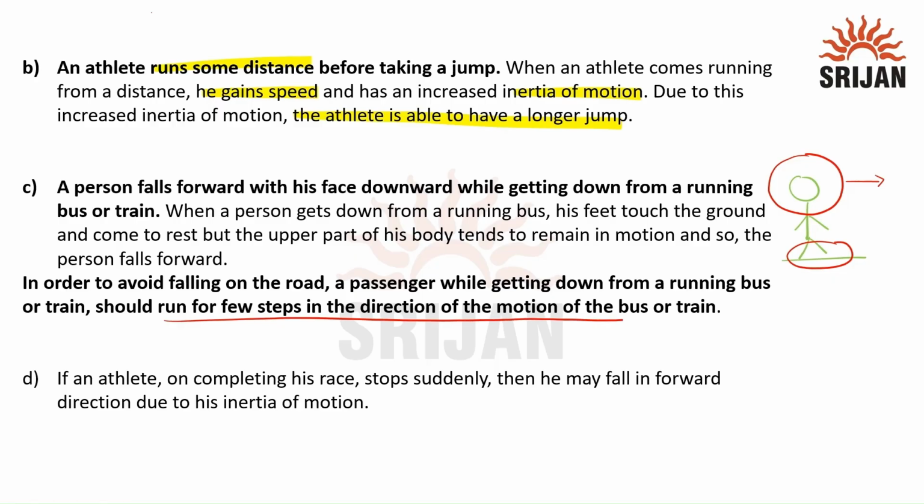Moving on to the next example. If an athlete on completing his race stops suddenly, then he may fall in the forward direction due to his inertia of motion. You must have seen, when an athlete is on the finishing line, he stops slowly, because if he would stop suddenly, then he may fall in the forward direction due to his inertia of motion.